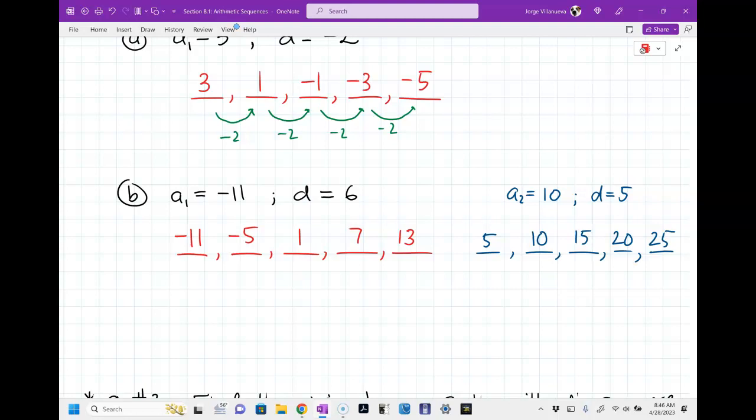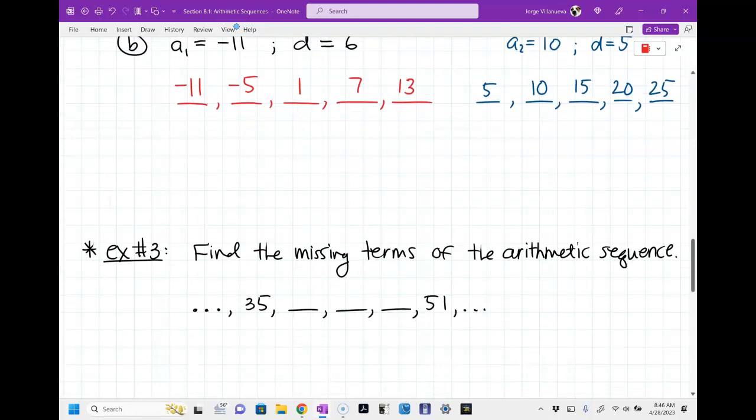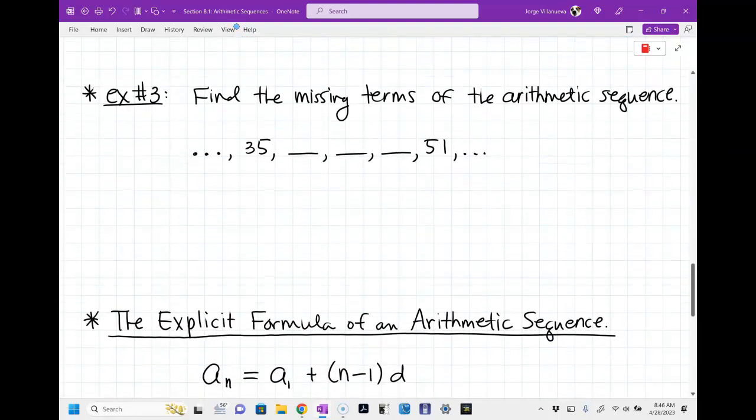Okay, so that's just a little extra thing. So here they're going to say, okay, we got 2 numbers that we're going to give you, 35 and 51. I need you to find the numbers in between. Now notice they don't tell you what the first term is, because 35 isn't necessarily the first term.